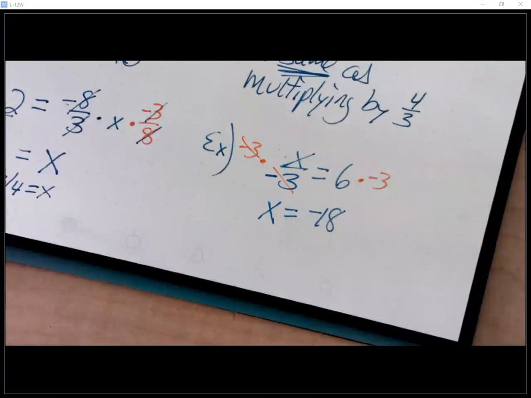Okay, so you are allowed to move negatives in fractions. We usually just put them upstairs all the time, up in the numerator, but they don't have to be there.